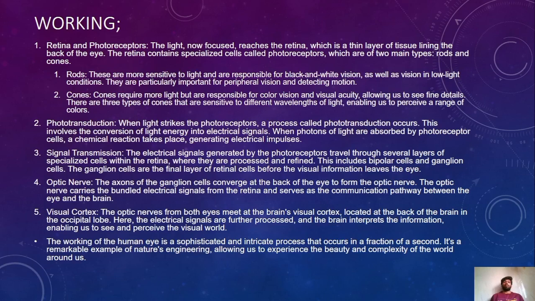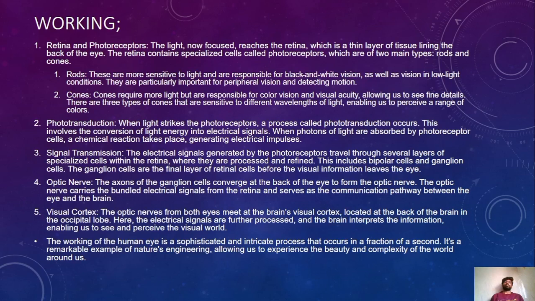Phototransduction. When light strikes the photoreceptors, a process called phototransduction occurs. This involves the conversion of light energy into electrical signals. When photons of light are absorbed by photoreceptor cells, a chemical reaction takes place, generating electrical impulses.